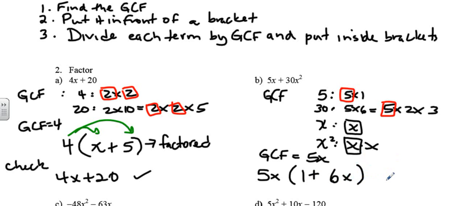And again, we could check this. This is our final answer, but if we wanted to check, we would just do the distributive law. 5x times 1 is 5x, and 5x times 6x is plus 30x squared. Do I get what I started with? Yep. All right.